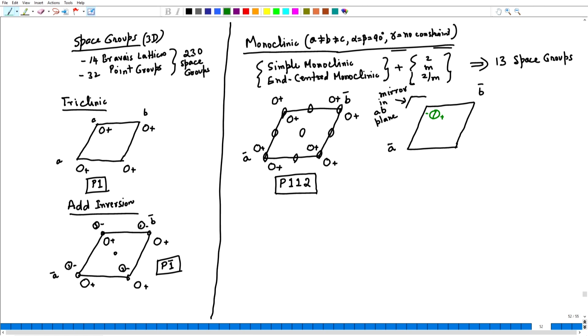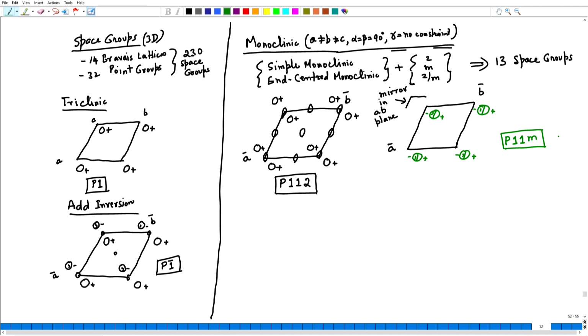Now, the mirror also changes the handedness. To indicate that, we will put a comma on the left half. Now, simply the translations can take both the motifs to all the corners. The notation for this would be P11M. Again, the C axis is a unique axis, because the C axis is the one which is perpendicular to the mirror plane.